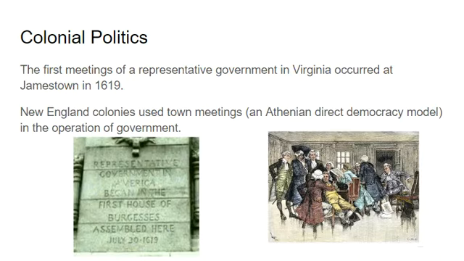We'll quickly go over the politics. And the first meetings of a representative government in Virginia occurred at Jamestown in 1619. New England colonies used town meetings, an Athenian direct democracy model in the operation of government. So when it says a town hall meeting, it's just a lot of people would meet somewhere. Usually it would be at a church, and whatever came up, something they wanted to change in their society, they would have a direct democracy. It just meant everybody voted on the ideas that somebody proposed.